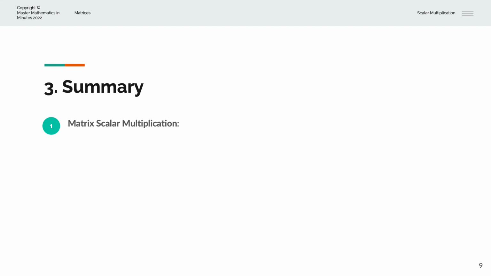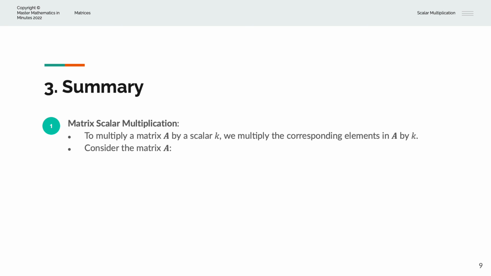To summarize, to perform a matrix scalar multiplication, we multiply the corresponding elements in matrix A by k. Consider the matrix A with entries a, b, c, d. We're able to calculate the scalar k multiplied by the matrix A by multiplying each corresponding element in the matrix by k.